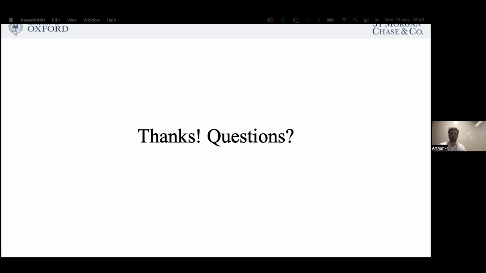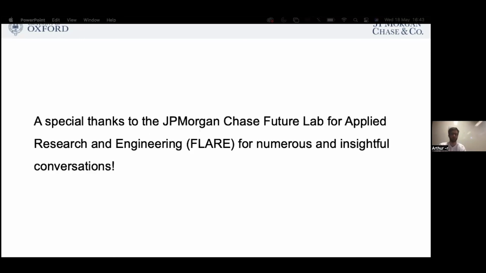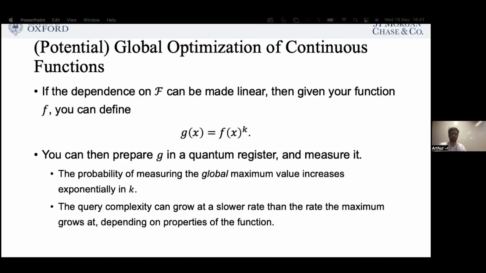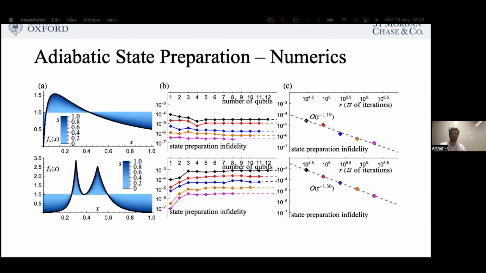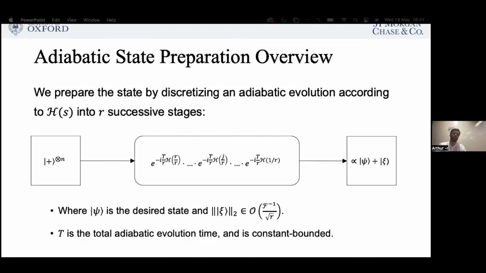If you can please re-explain again, R is a function of the precision that you want, and capital T, and the filling ratio. But I mean, capital T is constant bounded.